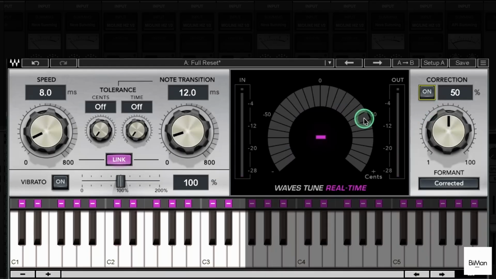Remember, this is different from actually bypassing the plugin completely. We have just bypassed the correction effect, but then the plugin is still on.